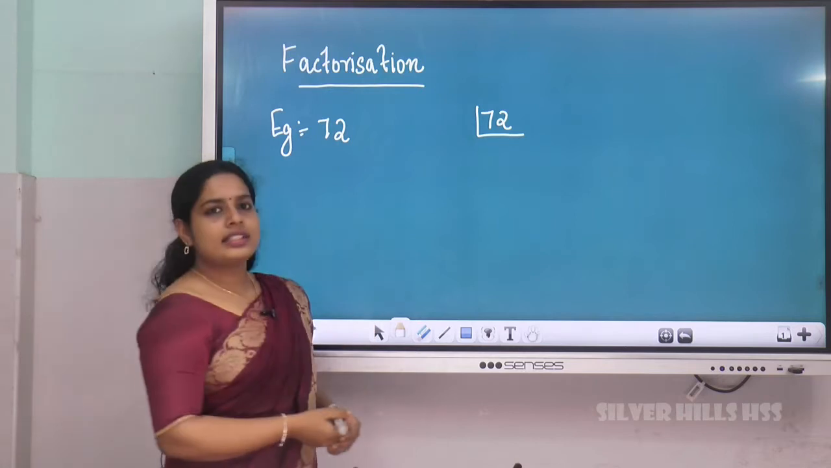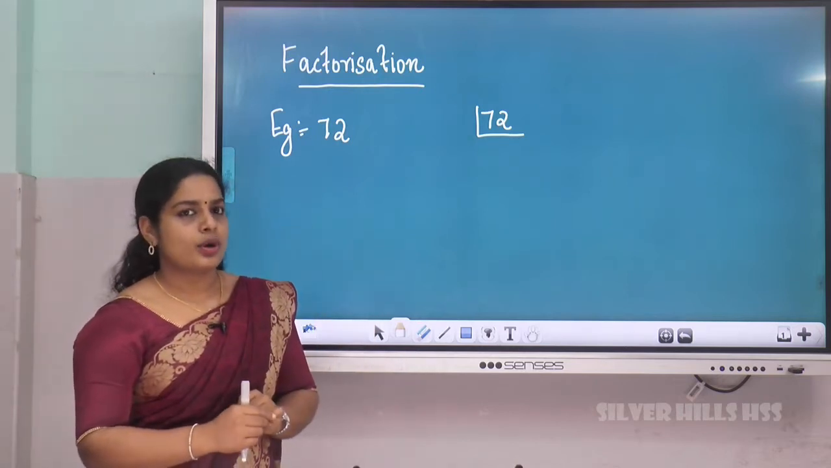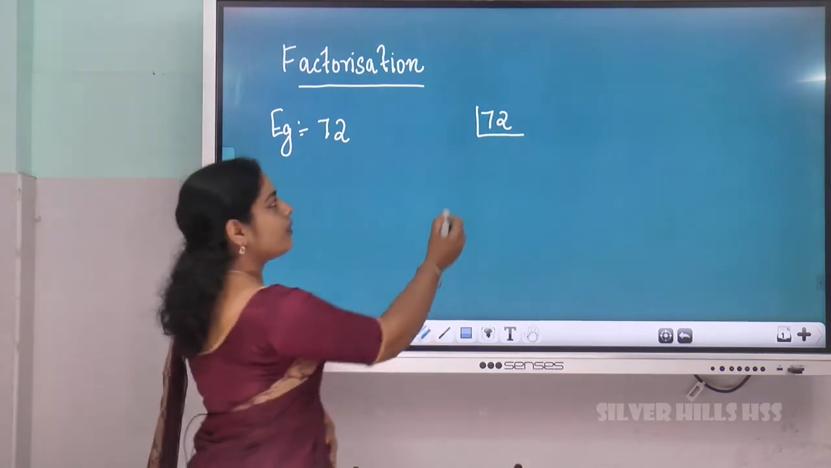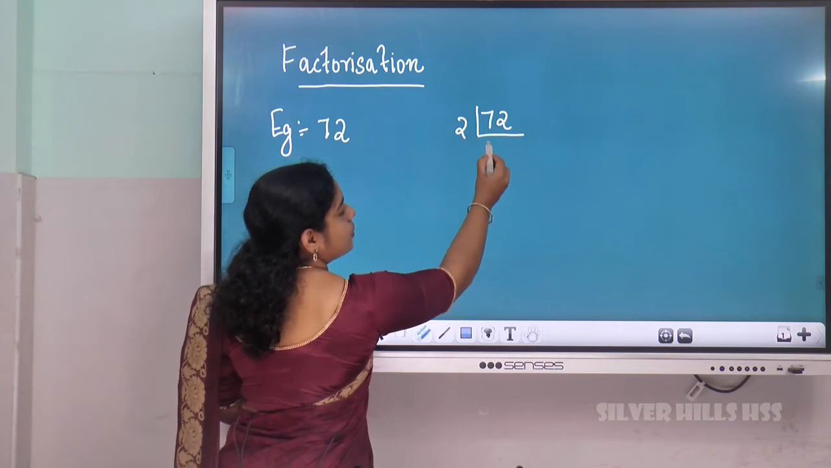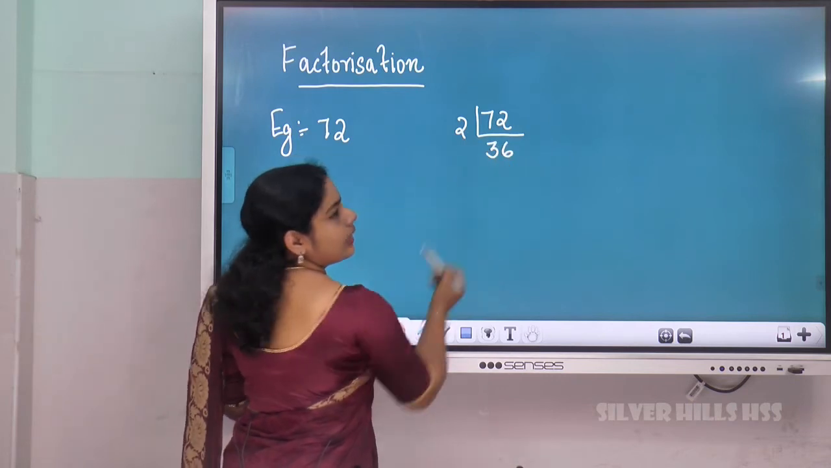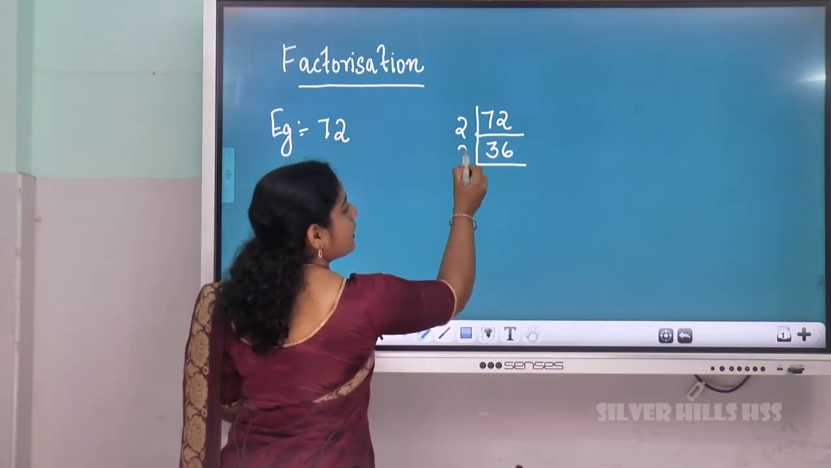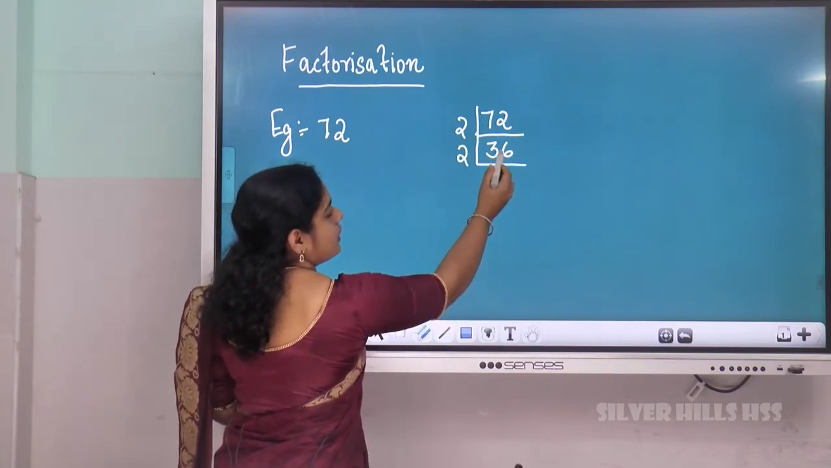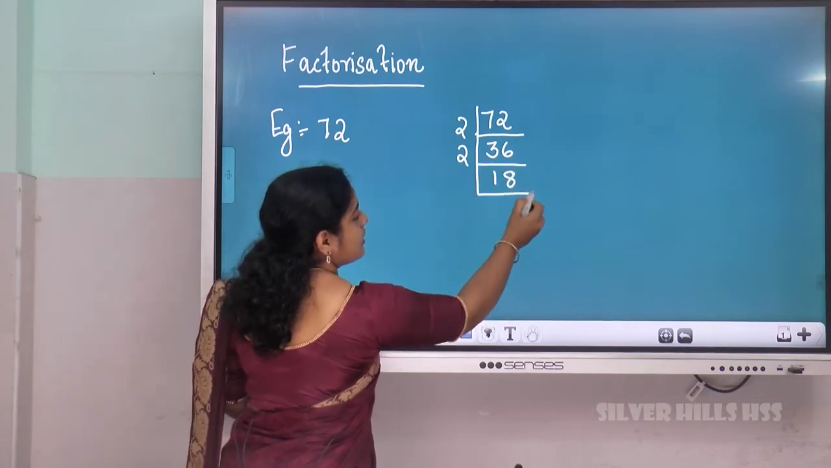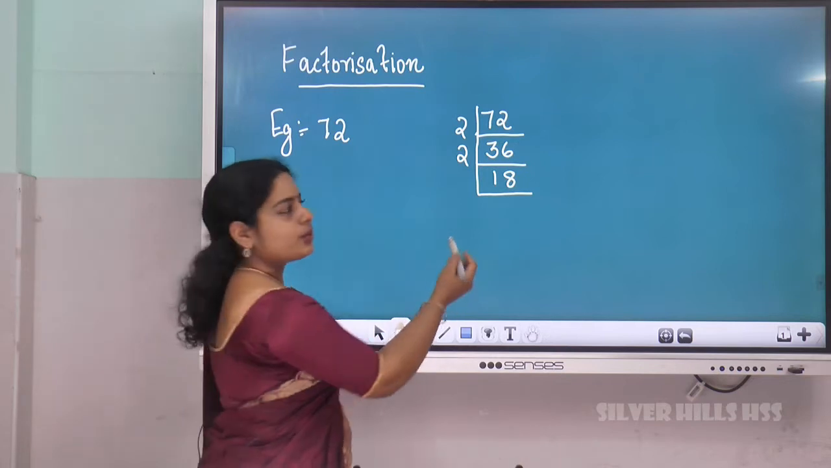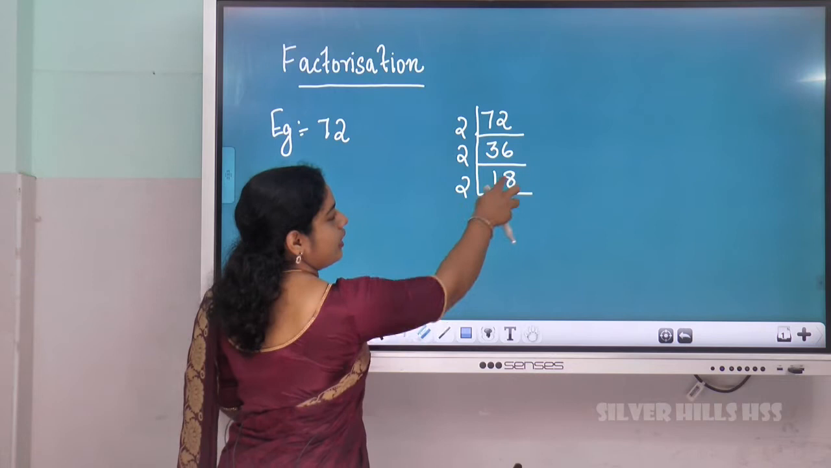So we have 72 here. The first prime number, the smallest prime number, is 2. We will divide by 2. Now 72 divided by 2 is 36. Again 36 is an even number, so we can divide it by 2. 36 divided by 2 is 18. Let us again divide it by 2. We will get 9. 9 twos are 18.